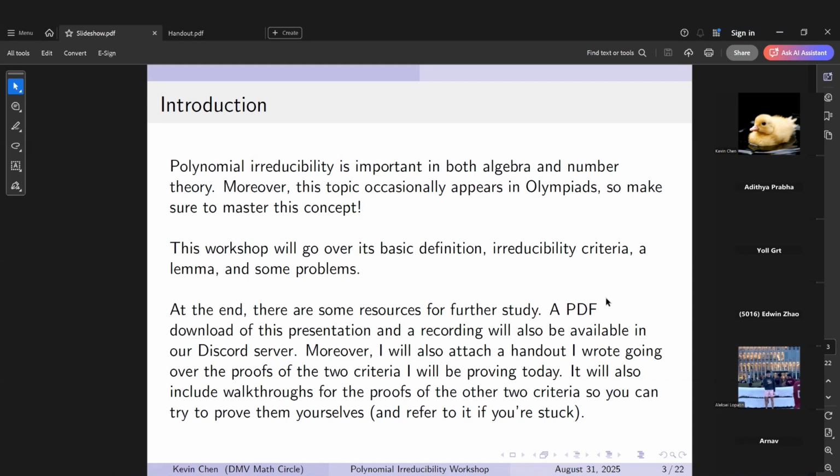For this specific workshop, I decided to create a handout with two proofs of the two criteria I'm going to be proving today, and also include two walkthroughs for the proofs of the other two criteria so that you can try to prove them yourselves.